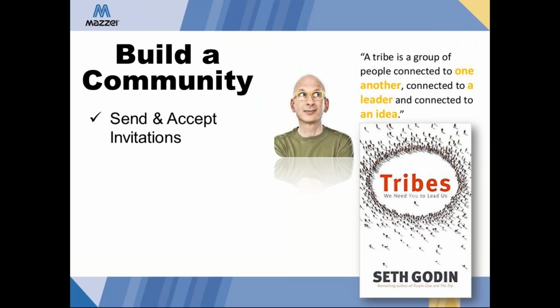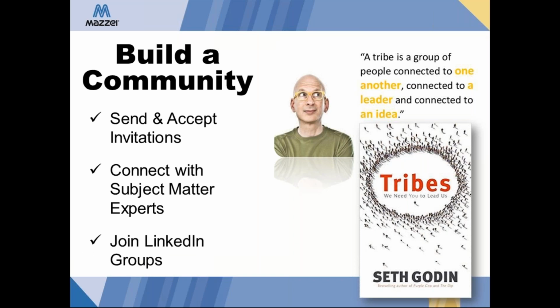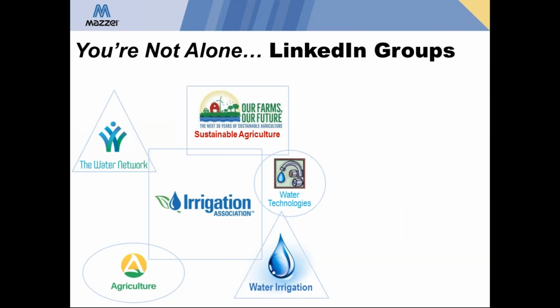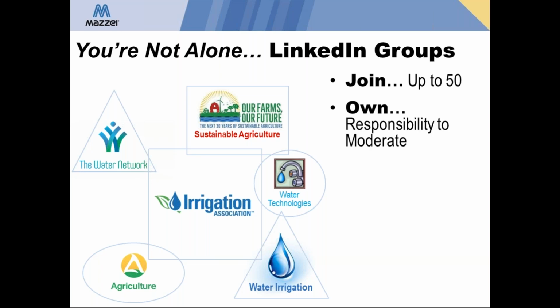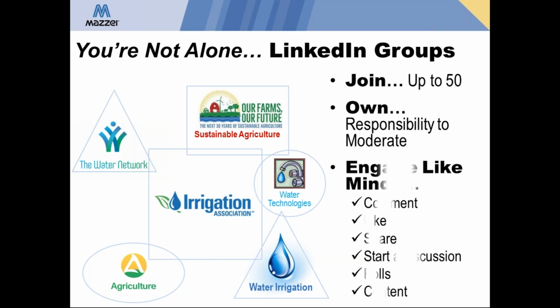Send and accept invitations. Connect with subject matter experts, which is really important, something that Richard talked about. And then you can join LinkedIn groups, and that's a good way to get conversations going. So I put a couple of LinkedIn groups up here. You can see the Irrigation Association is right in the middle of things. There's a lot of other ones around agriculture. There's some on landscaping that you can join. You can join up to 50 groups. You can actually own a group, but if you do own the group, then you have the responsibility to moderate, and that's no small task, making sure the conversations are kept appropriate.